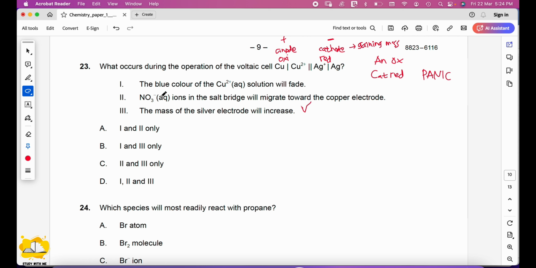And NO3 minus ions in the salt bridge will migrate towards the copper electrode. Anions in the salt bridge will flow towards the anode, and cations flow towards the cathode. So this one is also correct. But the blue color of the Cu2+ solution will not fade, it will increase. So the answer will be C.